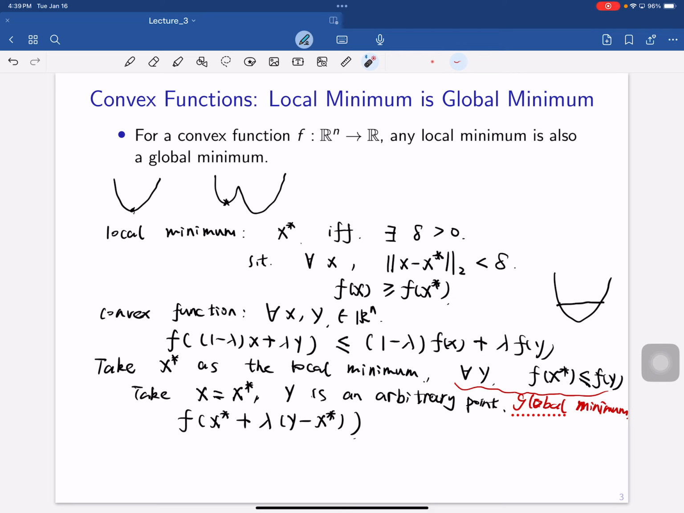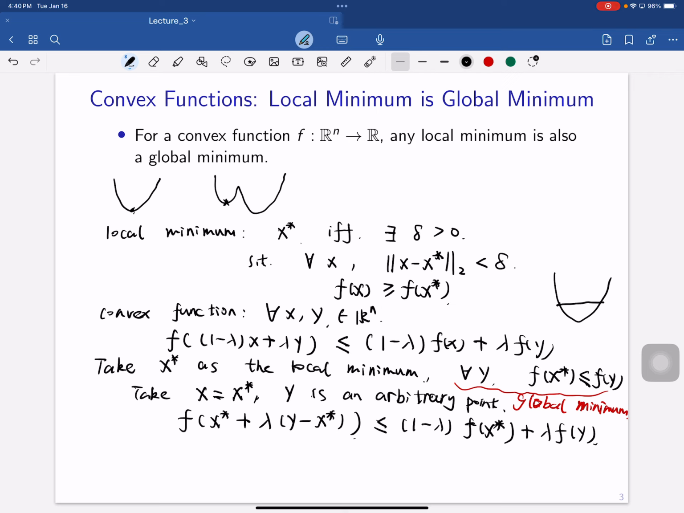Okay, and you can do the same thing on the right-hand side. It will be less than or equal to 1 minus lambda, you just replace x by x star, and then plus lambda f of y. Okay. So now I have used the property of convexity, right? So next thing I'm going to apply is to use the property of local minimum, right?